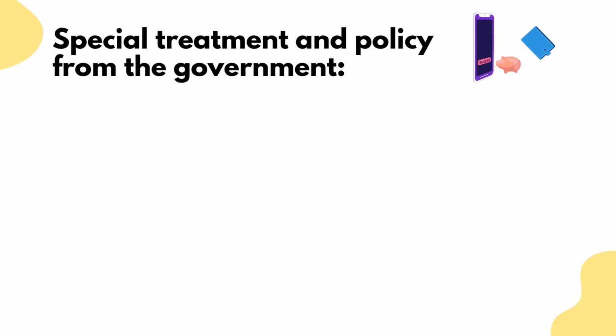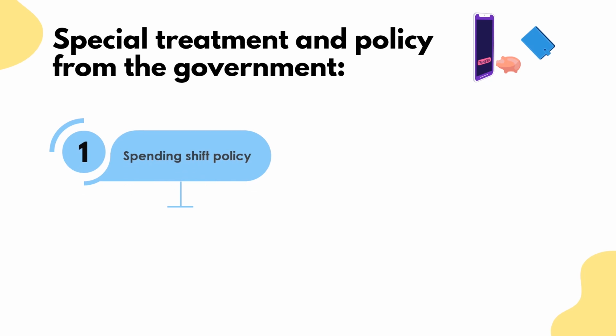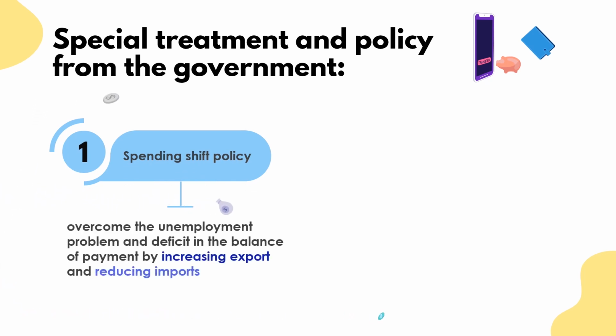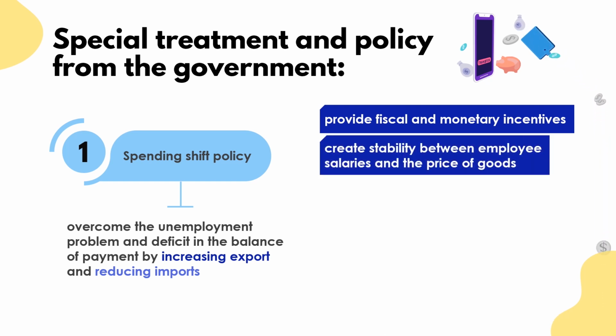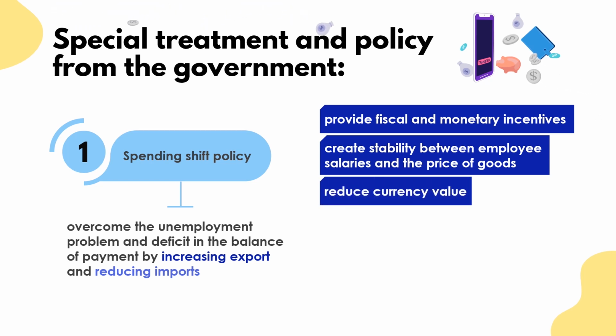Unemployment and inflation problems that are followed by a deficit in the balance of payment require a special treatment and policy from the government, such as 1. Spending shift policy. This policy aims to overcome the unemployment problem and deficit in the balance of payment by increasing exports and reducing imports. Steps that will increase exports include: provide fiscal and monetary incentives to increase activity in the production of export goods, create stability between employee salaries and the price of goods, and reduce currency value.